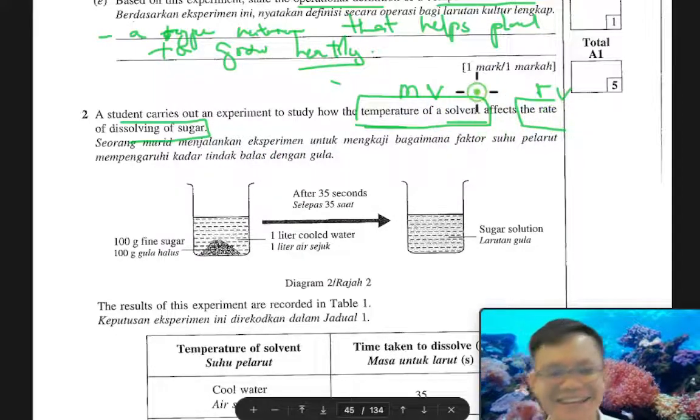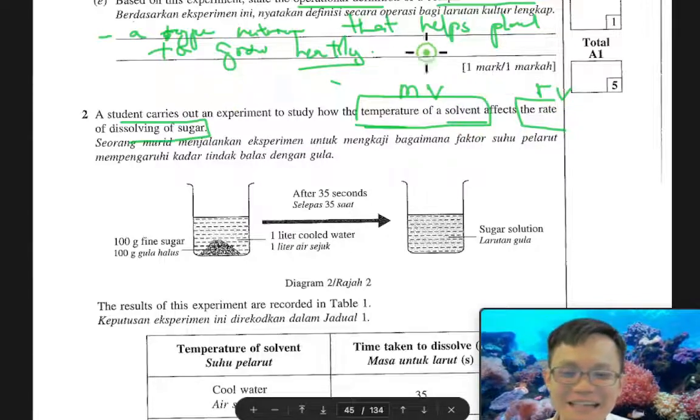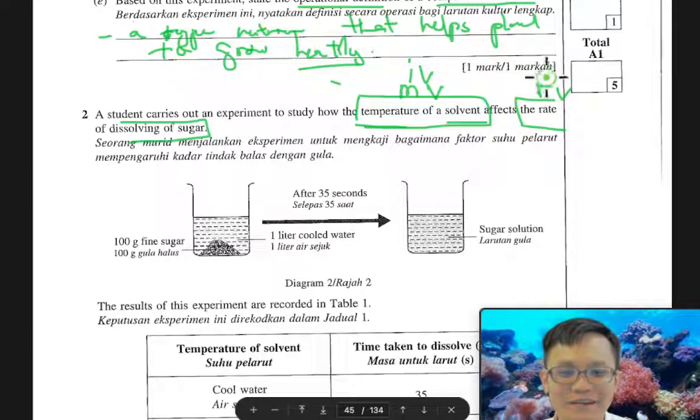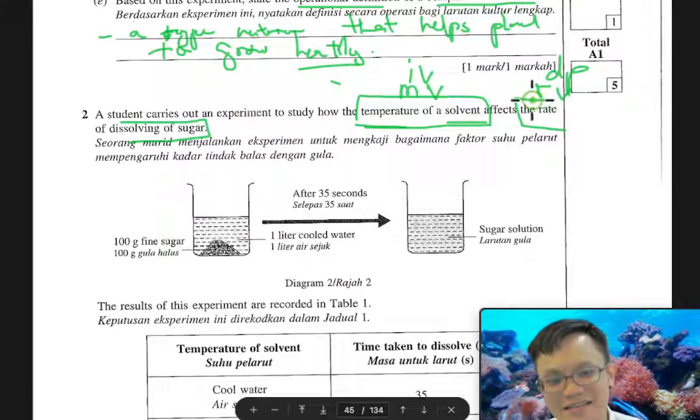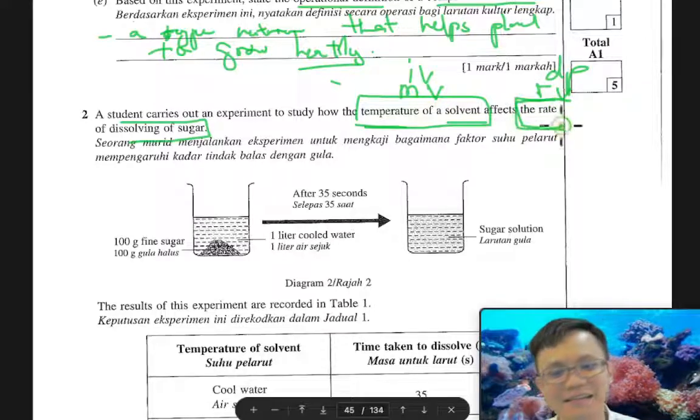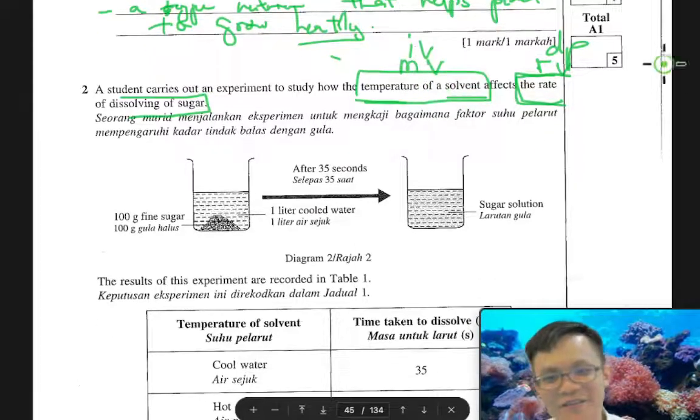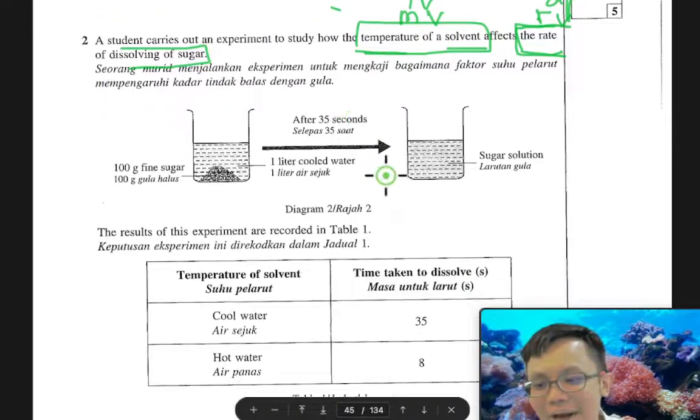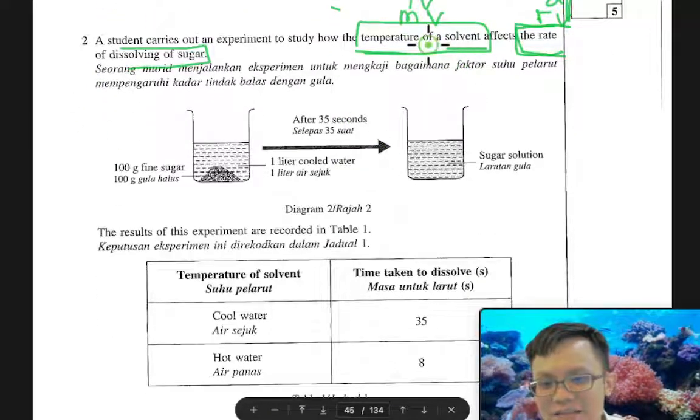Sometimes another word is IV, independent variable and dependent variable, when we do research. But actually it's the same thing. I think manipulated variable is more towards the science terminology, but usually for a research paper they use IV. It's still the same thing. So this is the thing that we want to change.